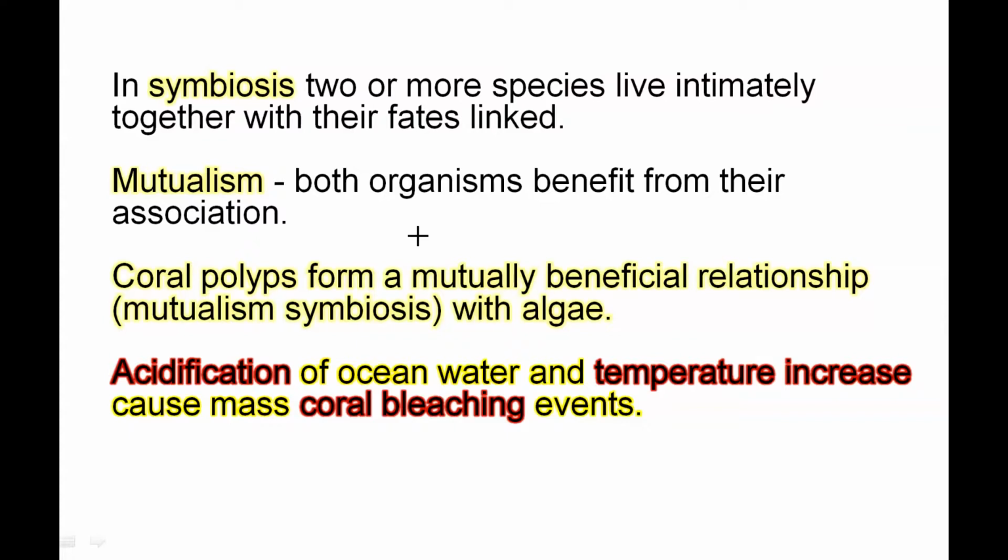Now, what's going to happen if the ocean pH becomes more acidic, so we have acidification, and the temperature is higher because of global warming? Those algae that form symbiosis with corals actually can die, and then the coral can lose color, and this is what we call coral bleaching.